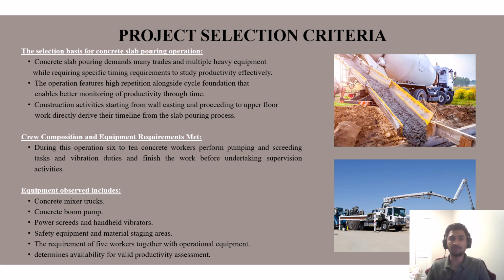In terms of crew composition, we observed the team ranging from 6 to 10 workers, each handling specific tasks like pumping, screeding, and vibrating. The equipment we monitored includes concrete mixers, boom pumps, power screeds, and safety setups. The consistent team size and well-defined roles provide a strong base for accurate productivity tracking throughout this slab pouring phase.